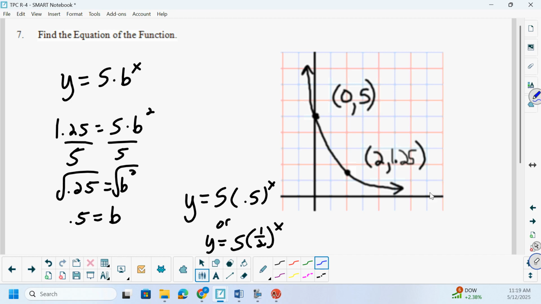And these you can check really easily as well. If you wanted to put your equation in a graphs page, do a Control T, and then just check and see if those 0.5 and 2 comma 1.25 are in the table. If they are, then you can be confident that you got your equation correct.